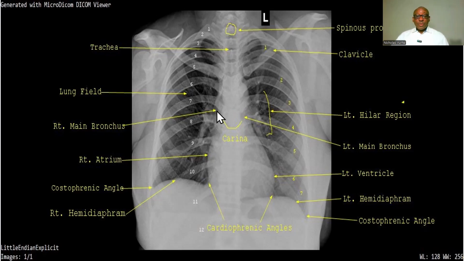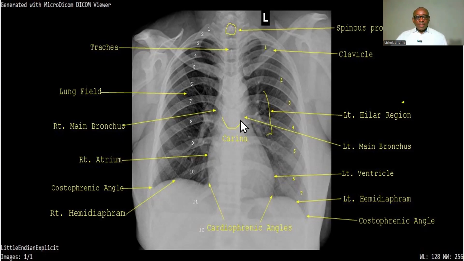The right main bronchus is short, vertical, wider, and steep, whereas the left main bronchus is narrow and longer, and it's not. At the level of the bifurcation of the trachea is called the carina, and there's the carina angle. The angle is usually between 40 to 80 degrees.